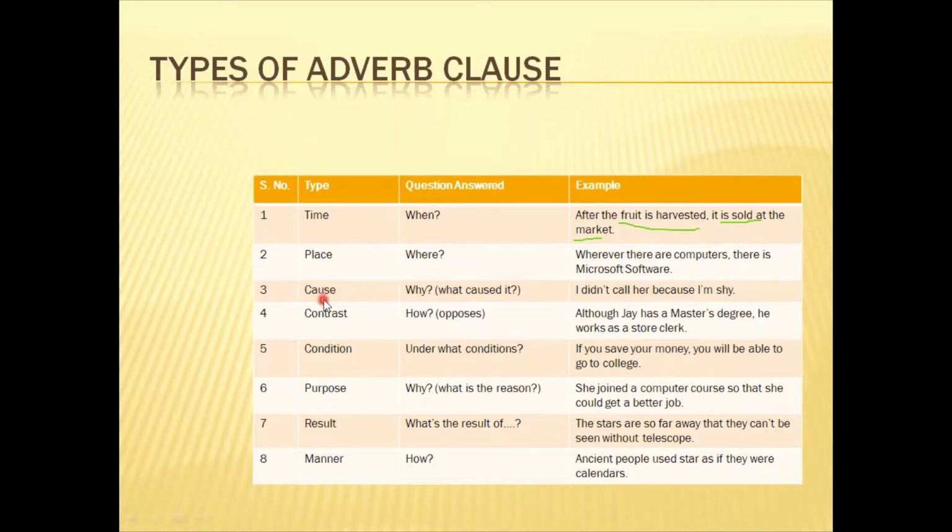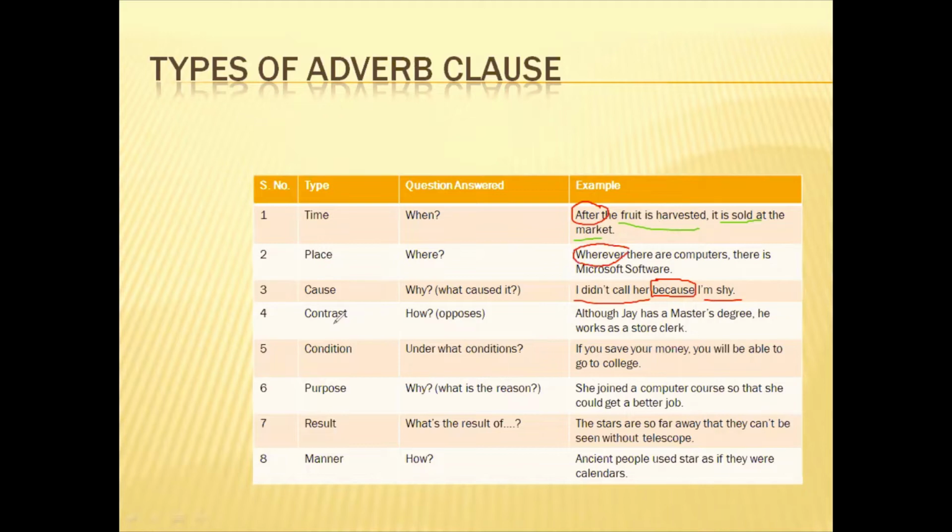So next, adverbial clause of cause. Why? For what reason is it caused? I didn't call her because I am shy. See, I didn't call her, I am shy. These are the two clauses. I didn't call her is the first one, I am shy is another one. We are combining them using an adverbial clause, which is nothing but the word because. It's a reason, so I'm using the word because. So it is an adverbial clause.